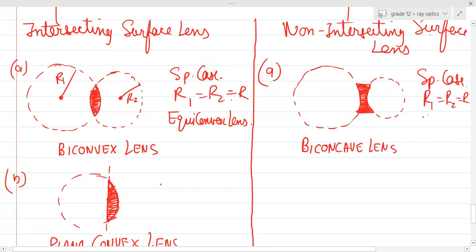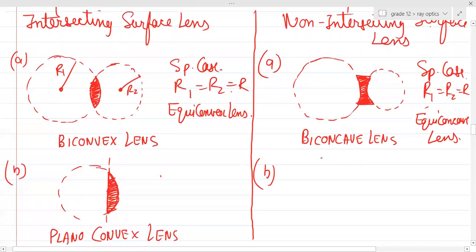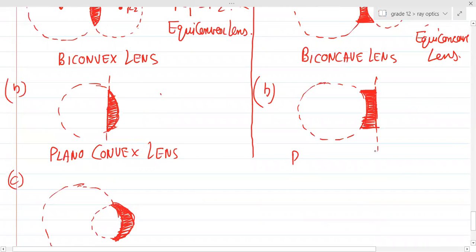If both the radii are equal, then it will be called an equiconcave lens. After this, if one surface is plane and another one is spherical, so can you see one surface is plane and one has a certain radius? These types of lenses, can you see again the two surfaces do not intersect with each other? So this will be called a plano-concave lens.